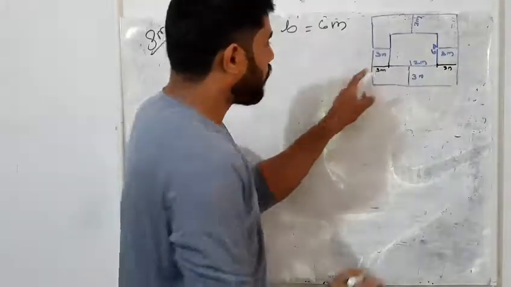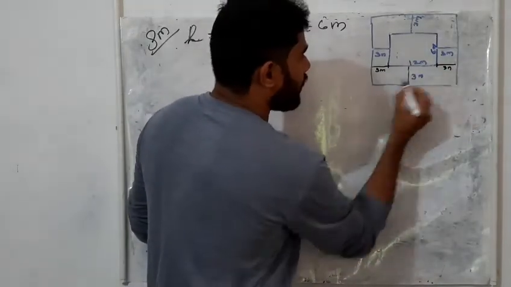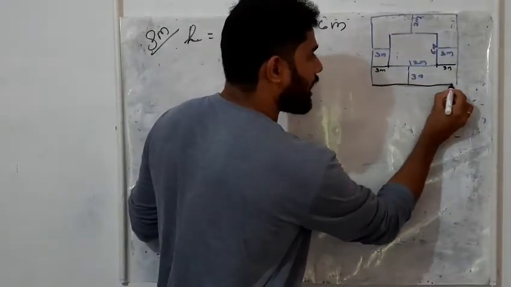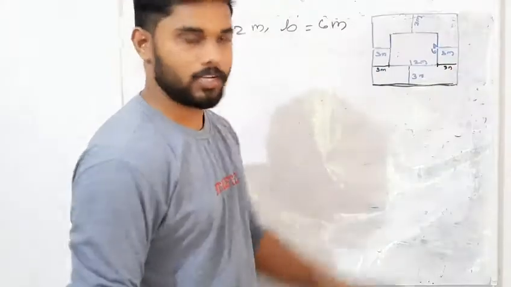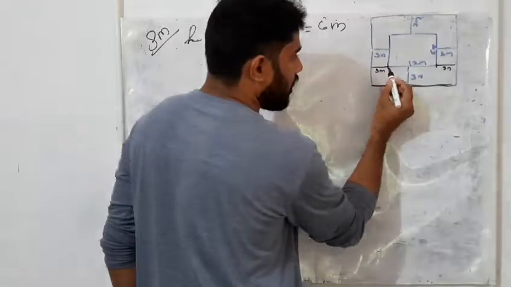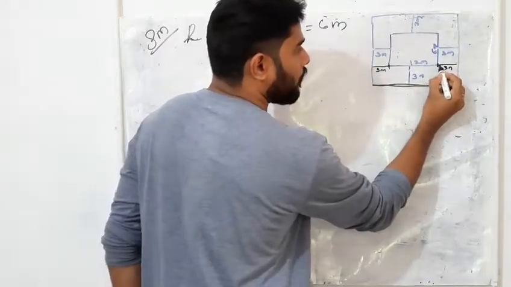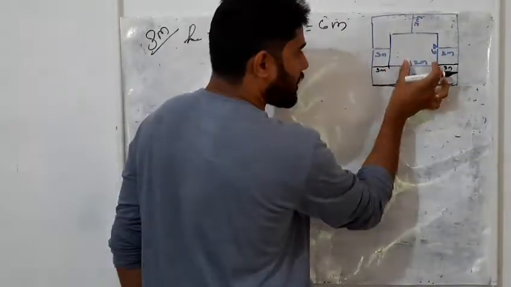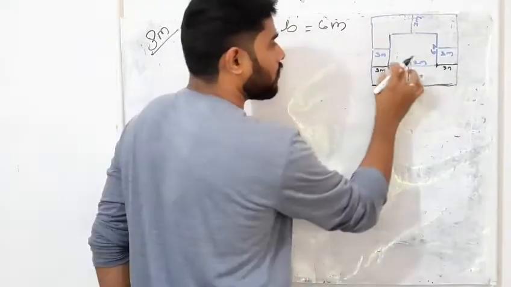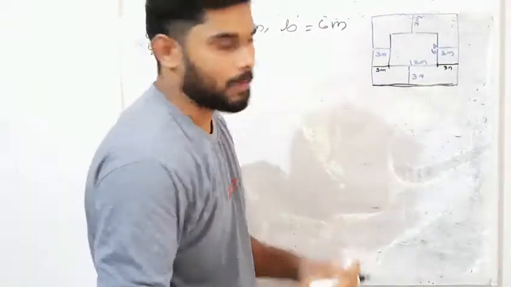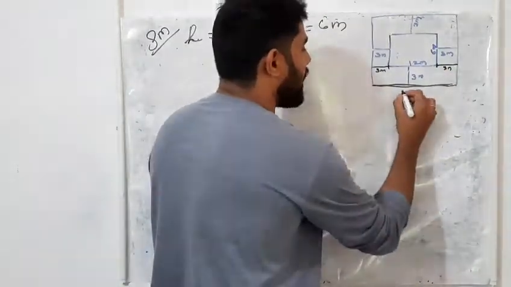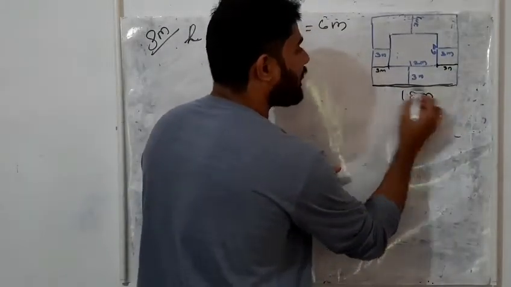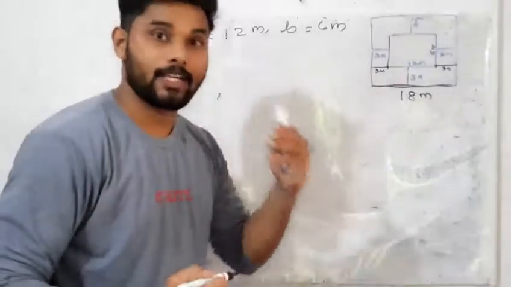Clear? So, from here to here, that means it is equal to this side. It's not a straight line, okay? It is equal to this side. Understood? So, from here to here 3, and from here to here 12, and from here to here 3. This length is equal to this length. So, these two lengths are the same. That means 3 plus 12 plus 3, that means 18. 18 meter is the length of the big rectangle.